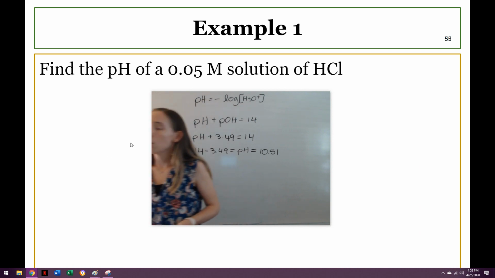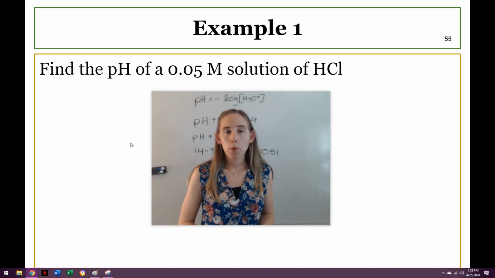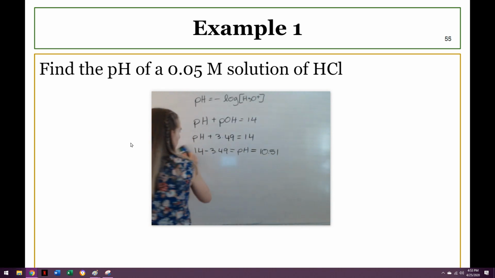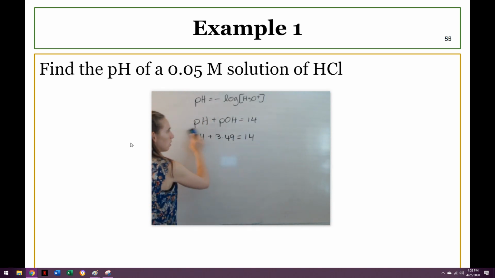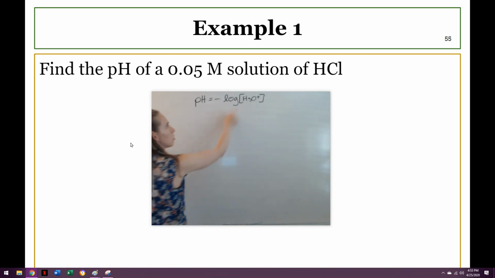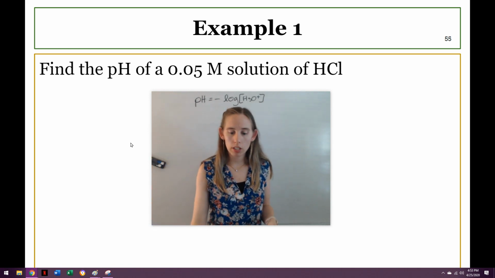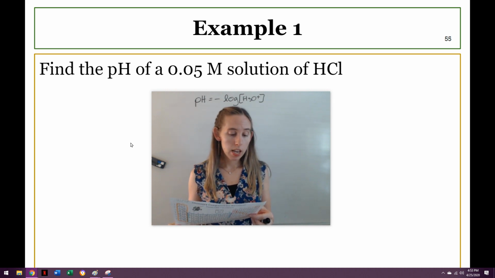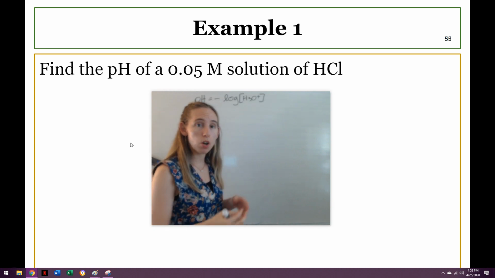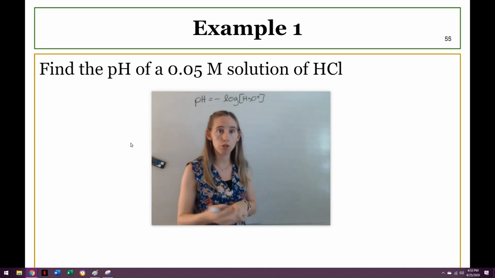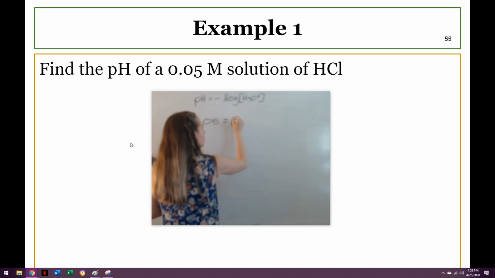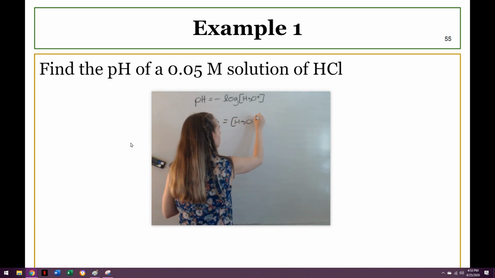All right, so find the pH of a 0.05 molarity solution of HCl. Well, in order to find the pH, we need H3O. How do we find H3O from HCl? Well, is it a strong acid? Look down on there. Hydrochloric acid is HCl. Therefore, it is a strong acid. So because the concentration of the strong acid is equal to H3O, 0.05 then is equal to H3O.